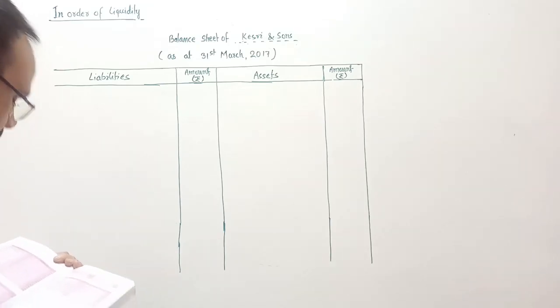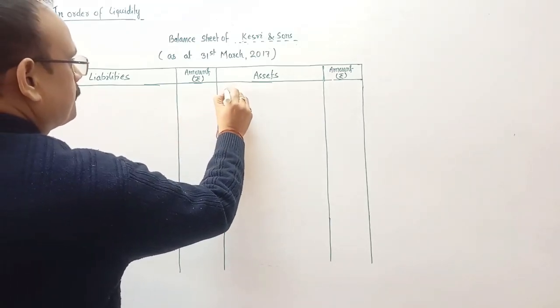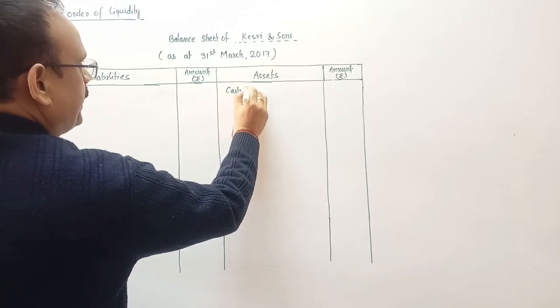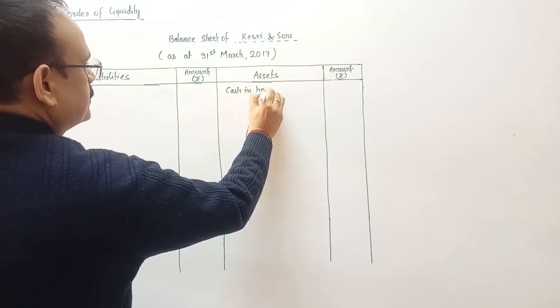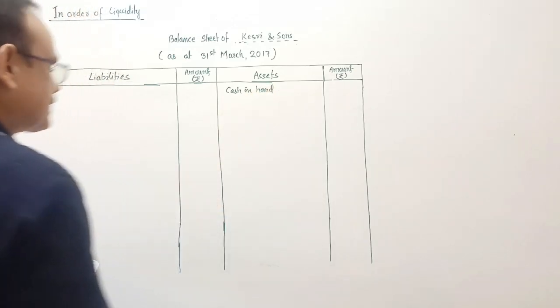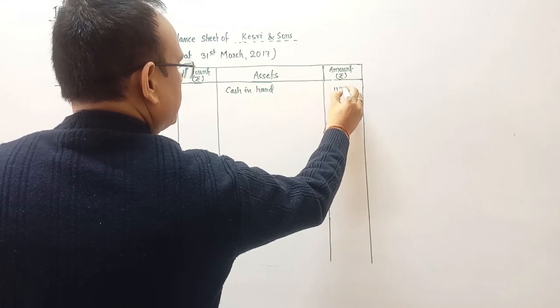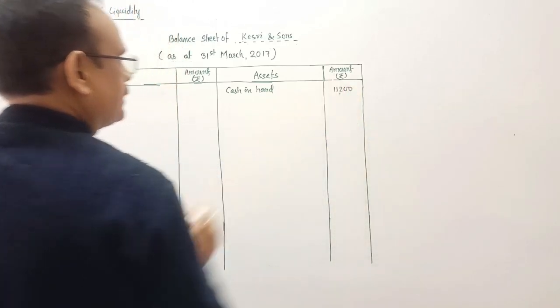So the information is cash in hand. Cash in hand we will write first because it is the most liquid asset in the business. That is 11,200. You write it, 11,200 cash in hand.